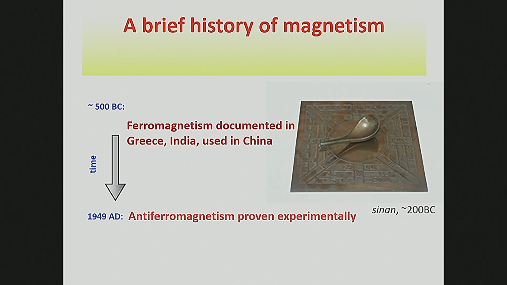Lodestone is a mineral which contains a lot of iron. Basically, this spoon acts like a compass needle. I don't know how many of you have actually seen a compass needle, but before you had an iPhone, it is what used to tell you what was north and south. At any rate, it's basically a magnetized solid which orients itself with the Earth's magnetic field. And so that's what this spoon did.